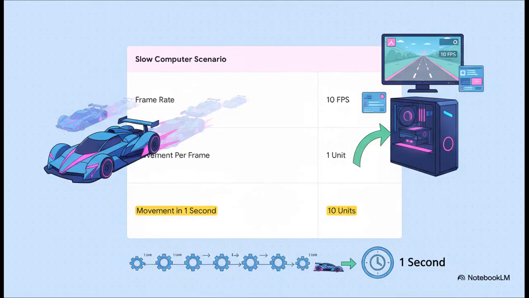So first up, we have the slow computer. It's just chugging along at a measly 10 frames per second. That means in 1 single second, it's only able to draw 10 pictures. Now for each of those 10 frames, our code tells the car to move forward 1 unit. So you do the math. After 1 second has passed, the car has moved a grand total of 10 units. It's just kind of inching along the track.